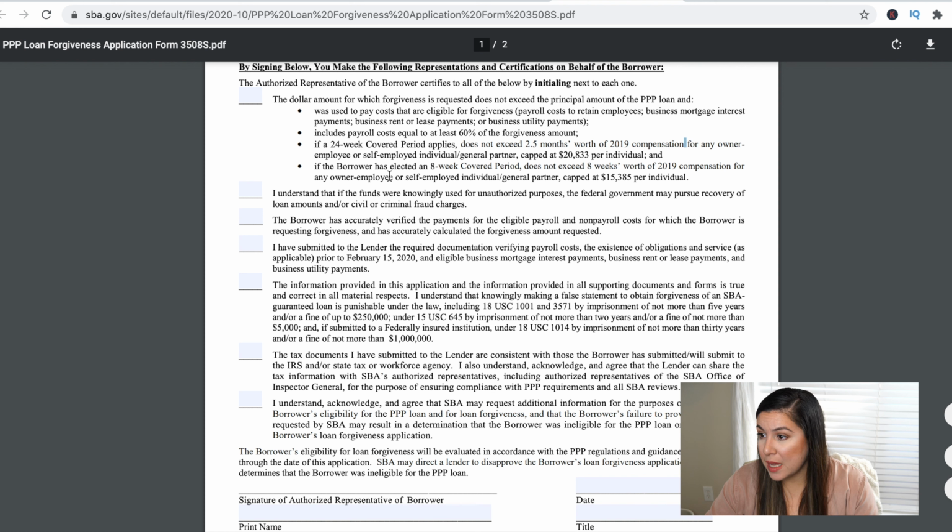If the borrower has elected an 8-week covered period, it does not exceed 8 weeks worth of 2019 compensation for any owner, employee, or self-employed individual, general partner, capped at $15,385 per individual. They're still requiring you to know your calculation. So again, check out the easy application. I have a free download where you can download a spreadsheet, plug in the numbers, and it'll tell you what your forgiveness amount should be.